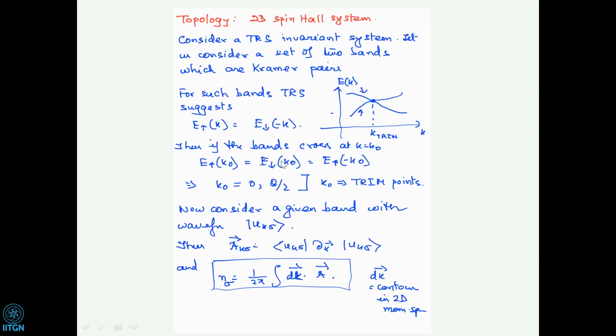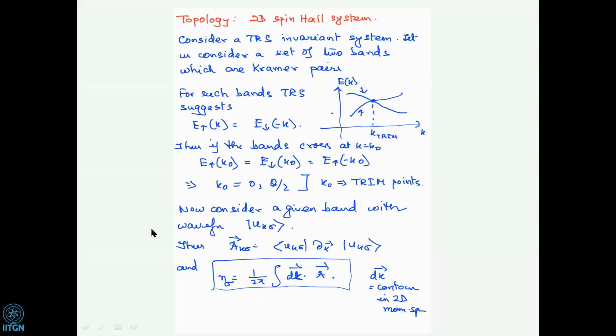So these are called time reversal invariant momentum points, or TRIM, and these are points where K is mapped to itself by time reversal invariance. So the first statement is that these bands can only cross at these TRIM points.